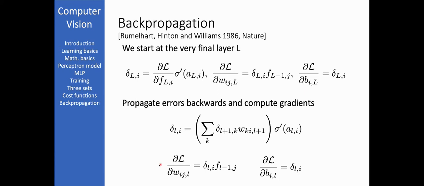Then we simply propagate errors backwards and compute gradients as we do so. At a given layer L, I simply take the error signal at layer L plus 1, compute the necessary gradients and the error signal, and simply compute the error signal at layer L minus 1, and then L minus 2, and then L minus 3, until I go to the layer 0, which is simply the input.